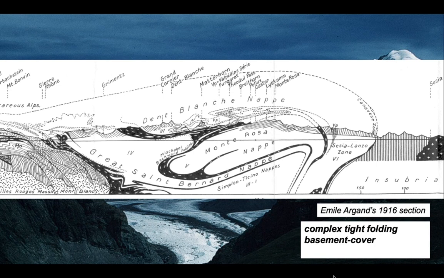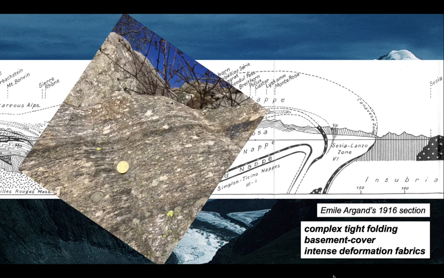And if we zoom in and look at the state of the basement in the Monte Rosa Nappe, this is what we see. Intense foliation in these algal gneisses. So intense ductile deformation at all scales in the internal zones of the Alps.